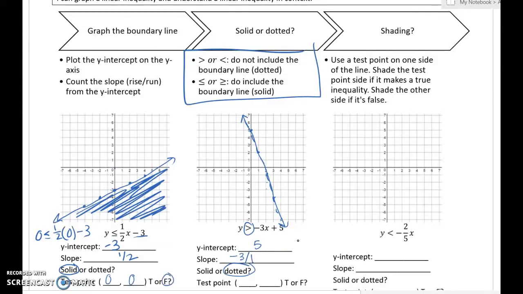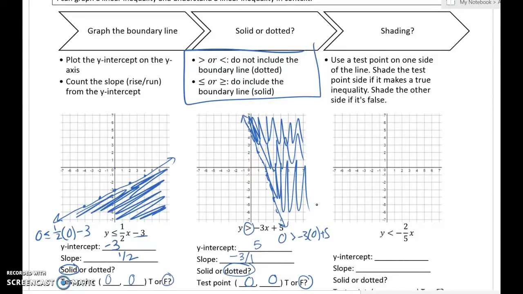Now if we do our test point, 0, 0, we end up with 0 is greater than -3 times 0 plus 5. Is 0 greater than 5? It's not, so that's false, so 0, 0 is not in there, so it's over here. And again, this is technically a dotted line, since it's not included.